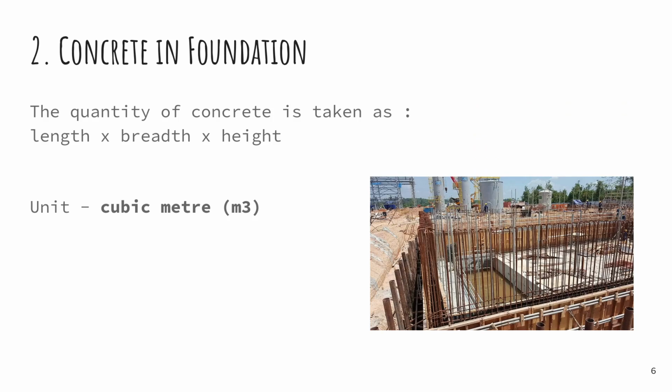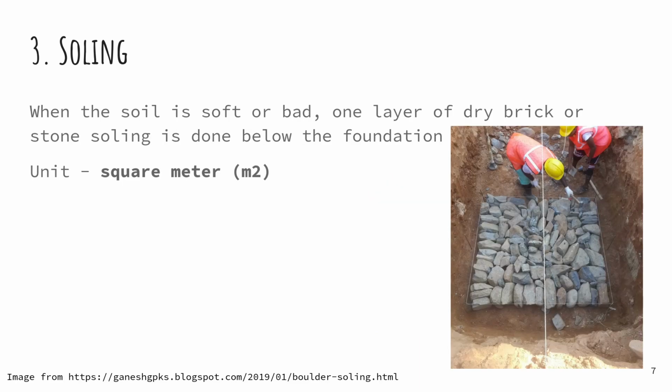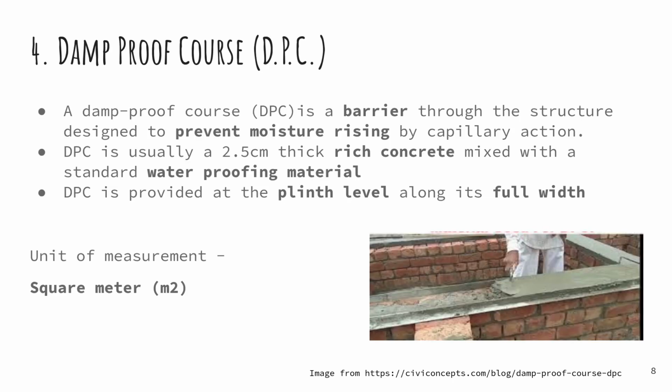So the next work item is concrete in foundation. The quantity of concrete is taken as length into breadth into height, and the unit is cubic meter. Third one is soiling. When the soil is soft or bad, one layer of dry brick or stone soiling is done below the foundation, and its unit is square meter.